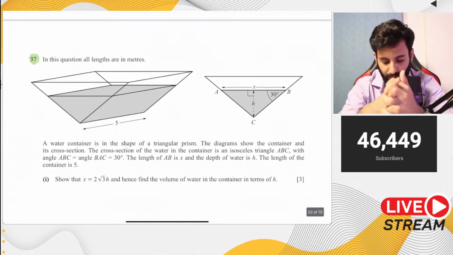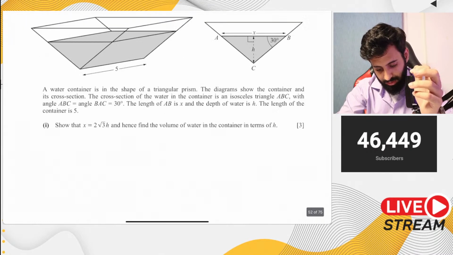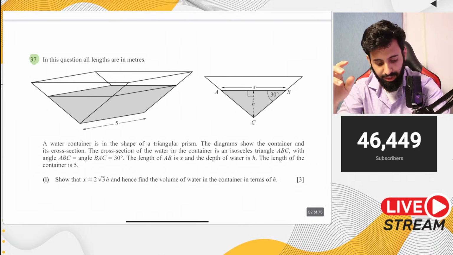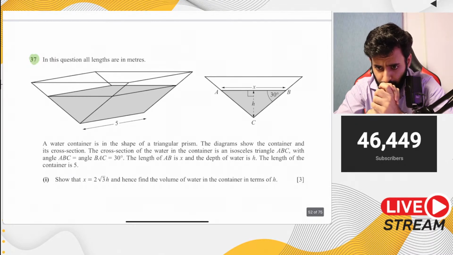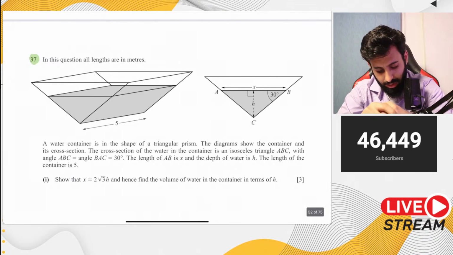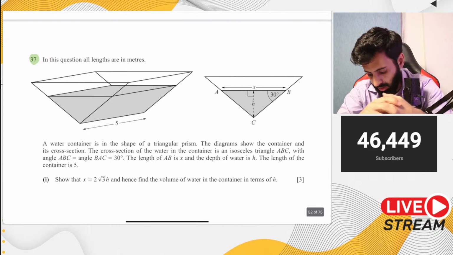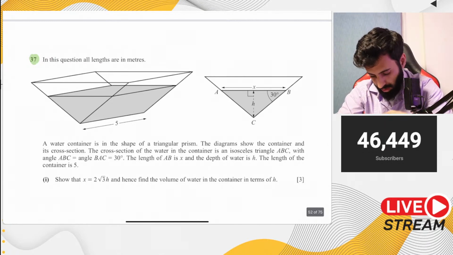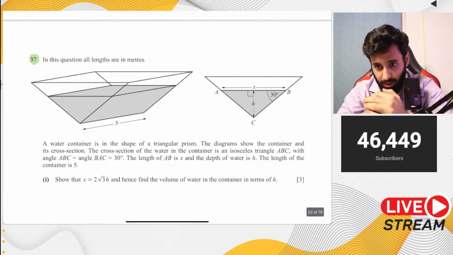Okay, now. So this, by the way, is from May June 2018, paper 2, variant 1. So it says here, a water container is in the shape of a triangular prism. The diagram shows the container and its cross section. The cross section of the water in the container is an isosceles triangle ABC, with angle ABC equal to angle BAC, which is equal to 30 degrees.